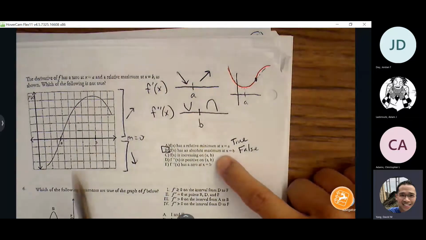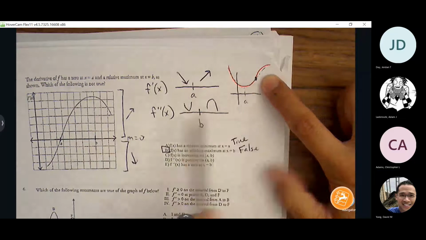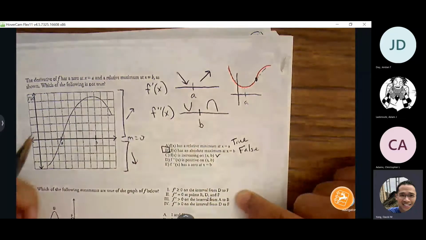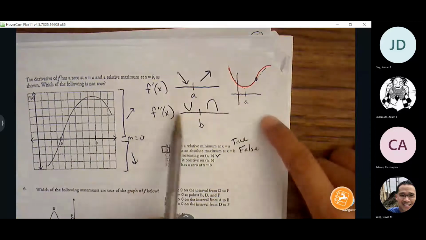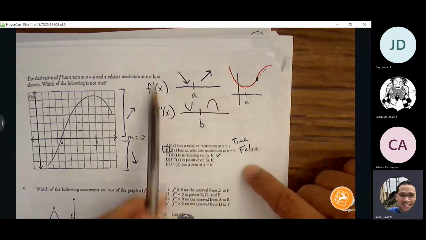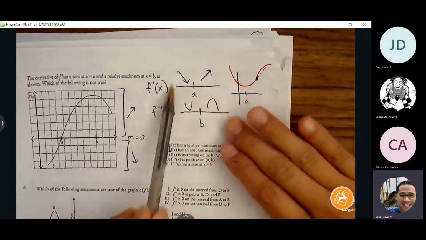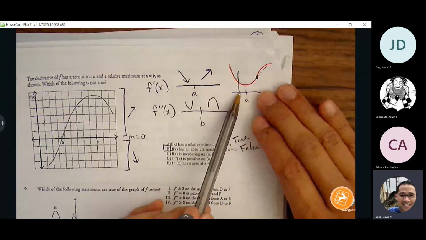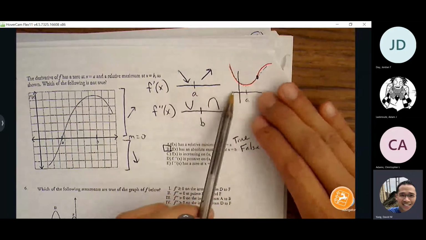F of x is increasing from a to b. Yeah, that's true, right? F double prime is positive from a to b. That's definitely true, right? So having these sign lines is so helpful. On AP exams as well, if you get that sign line in front of you and sketch some version of the graph, even if it's not completely accurate, you can answer a lot of questions just with that picture in front of you.